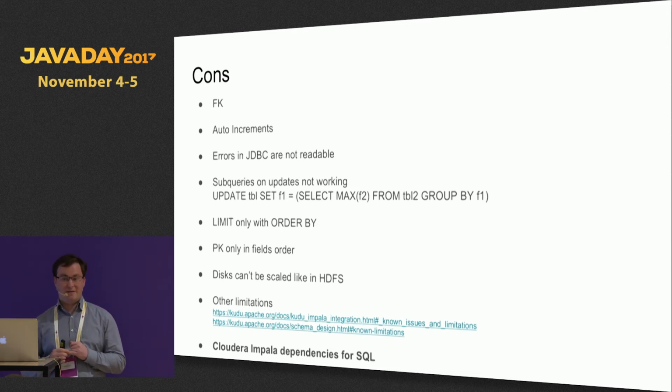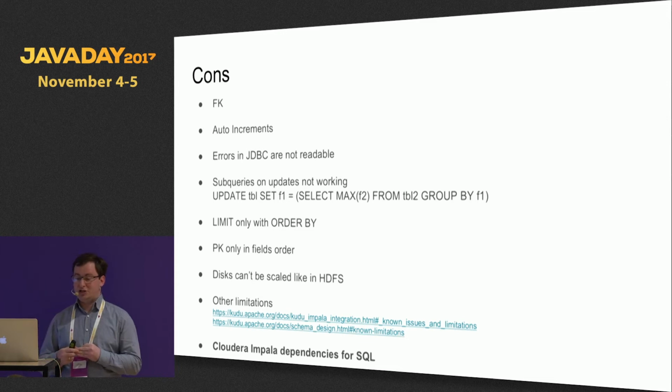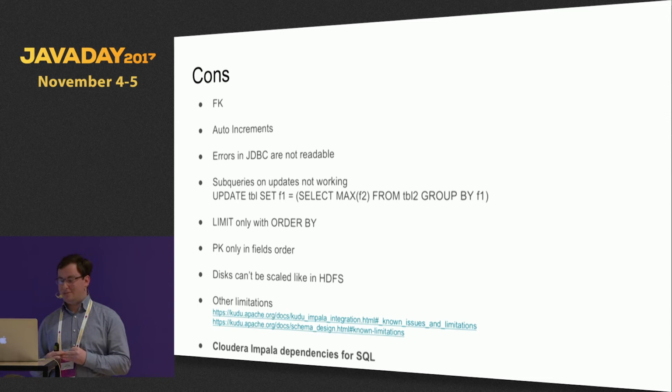First of all, they don't have any foreign keys at all. So you don't have an ability to connect your different tables. That's it. Second one, they don't have auto increments. And if you had a chance today to take a look at the Spanner presentation, they also don't have auto increments. In fact, it's very hard to create something like that in distributed systems at all. Third one, errors in JDBC are not readable at all. I will give you an example in 2 slides.